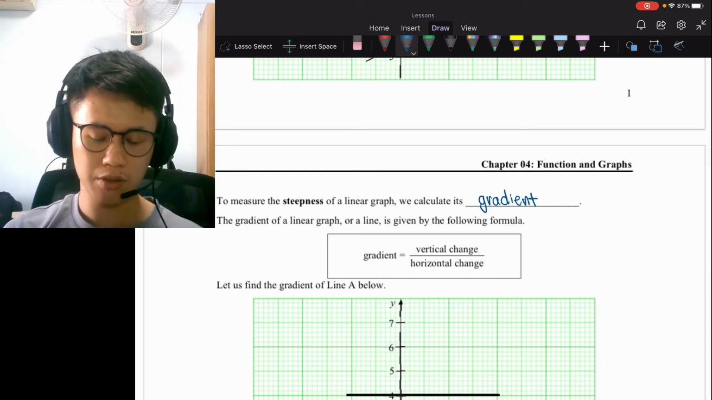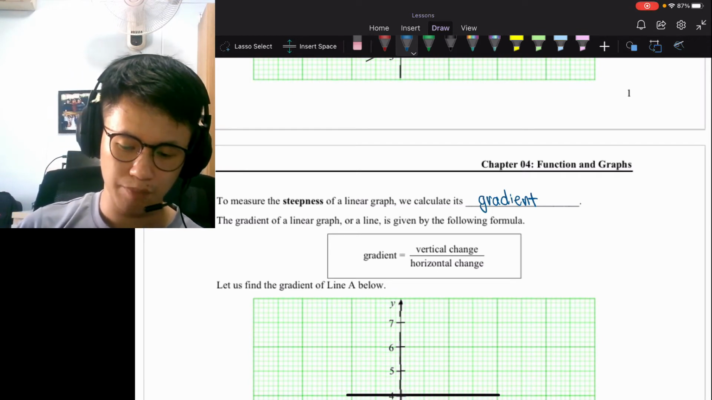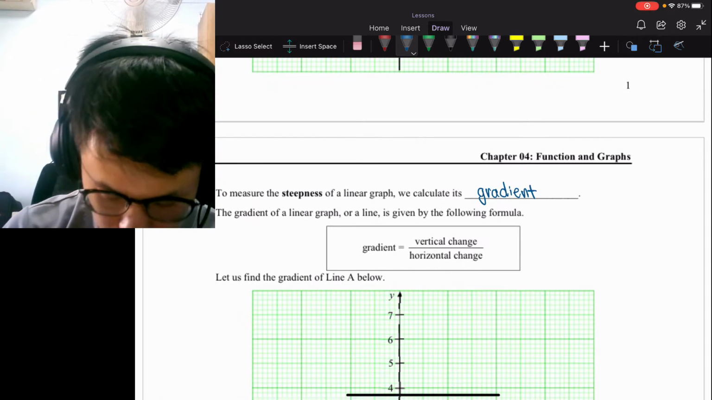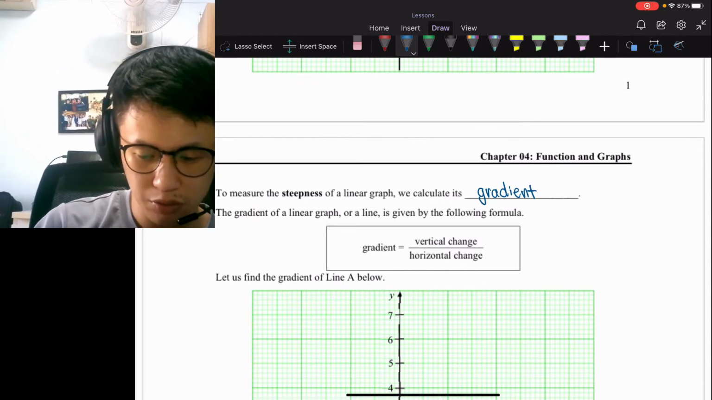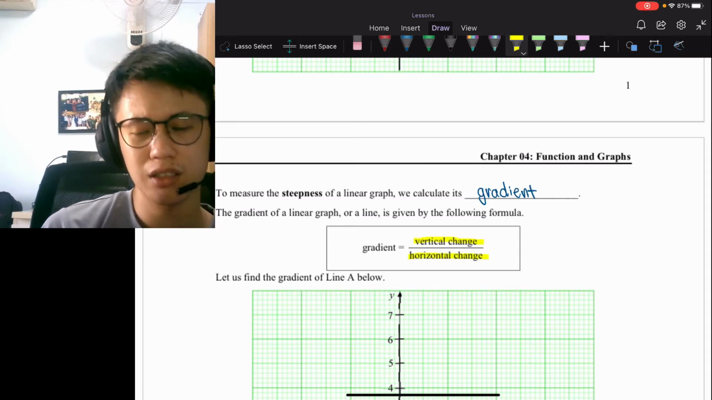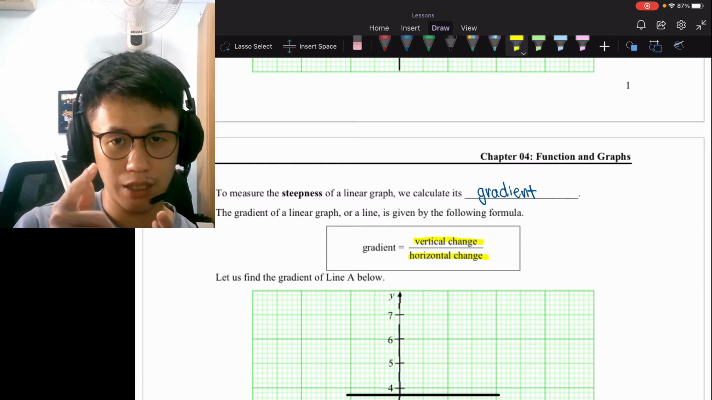When we calculate the gradient, we calculate it by this formula over here. But not to worry about it. Just remember gradient is equal to the vertical change over the horizontal change. It's a little bit hard to understand this yet, but you'll see what I mean after this.